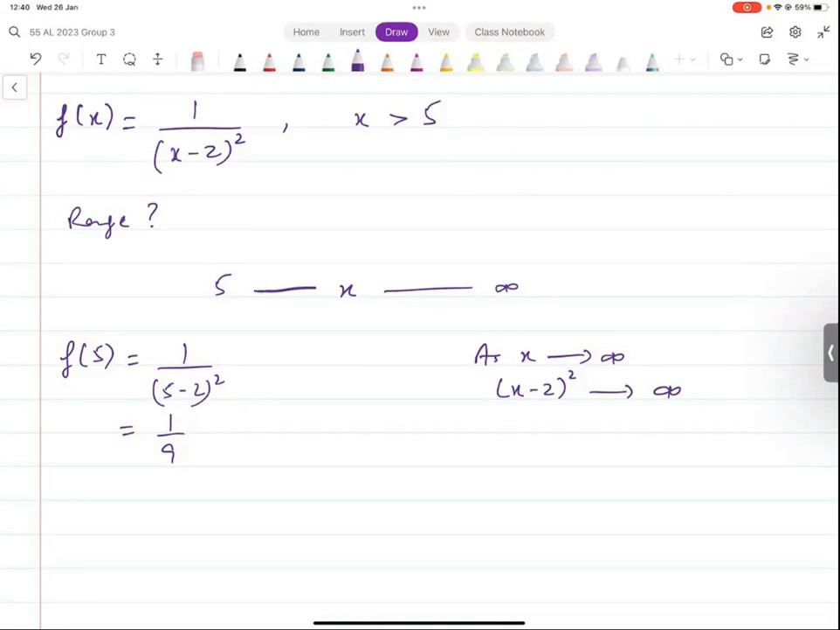But then you are saying 1 over x minus 2 whole square. 1 को divide कर दो इस बहुत ही बड़े नंबर के साथ. What do you get? It approaches 0. बहुत ही छोटा नंबर हो जाएगा because you're saying 1 over an extremely large number.